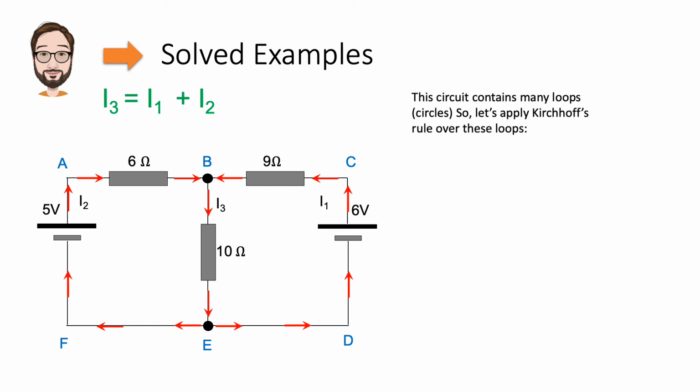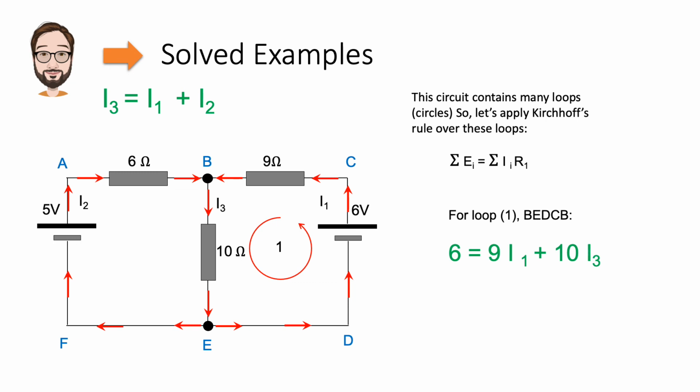This circuit has too many loops, or circles. So let's apply Kirchhoff's rule over these loops. I'm going to show you two loops in here. According to the loop rule, the addition of the electromotive force of the voltages equals the addition of the energy consumed in the circuit.